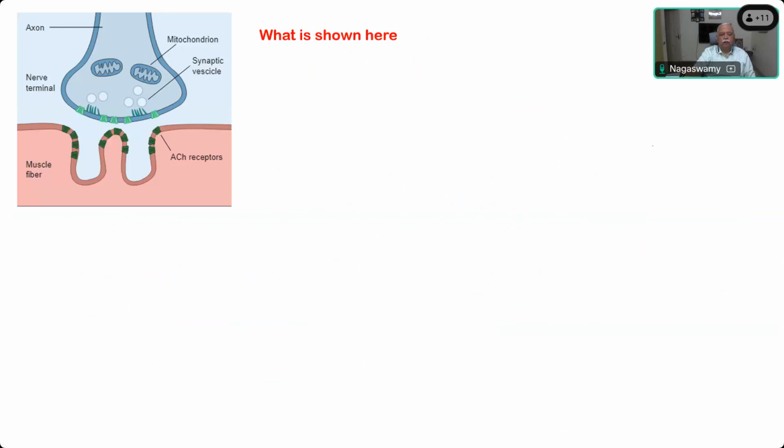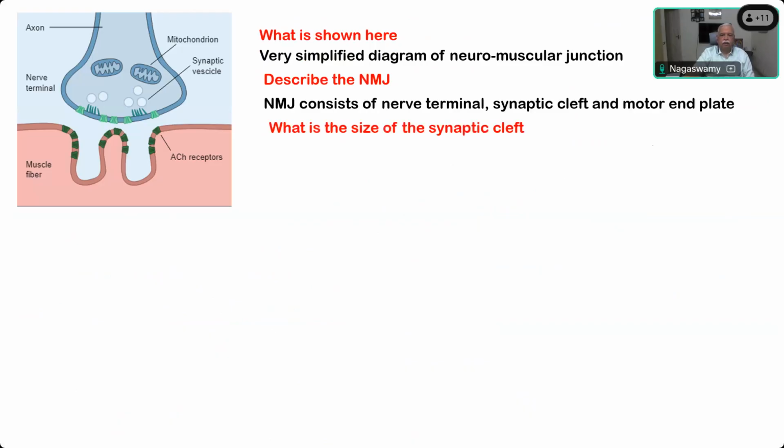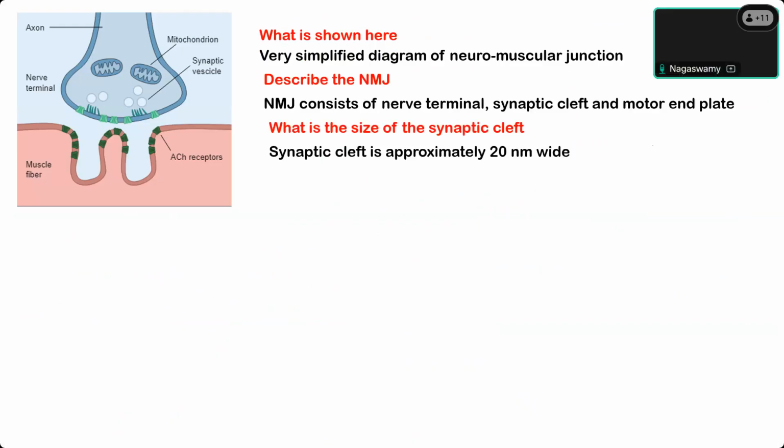What is shown here? Neuromuscular junction. A simplified diagram of the neuromuscular junction. Describe the neuromuscular junction. What are all the components? Presynaptic terminal, synaptic cleft, and postsynaptic terminal. It consists of nerve terminal, synaptic cleft, and motor end plate. What is the size of the synaptic cleft? It is 20 nanometers.